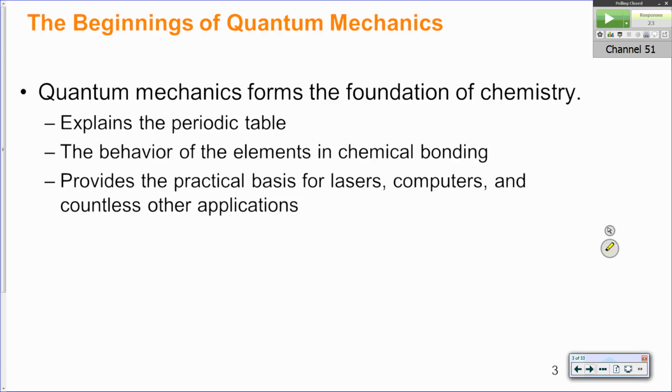So quantum mechanics is our foundation of chemistry because it explains the organization of the periodic table. Why do those elements get in certain groups and families, and why are they organized the way that they are? It explains the behavior of elements in terms of the chemical bonding that they have. So why do some things form a covalent bond? Some things form an ionic bond. We can explain that with quantum mechanics. It gives us the basis for things that make life great.